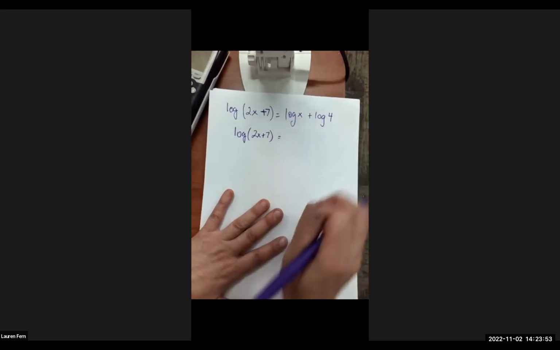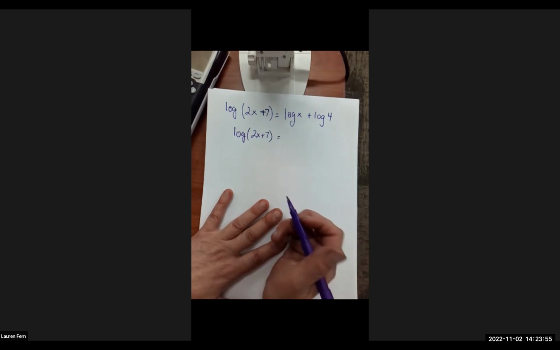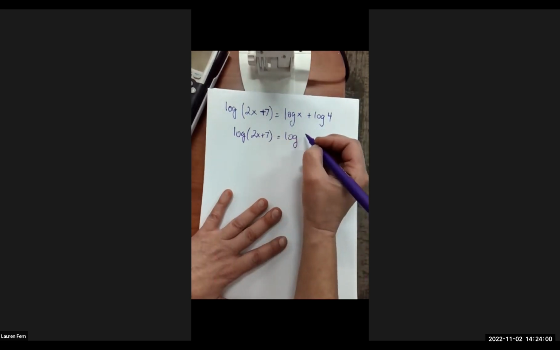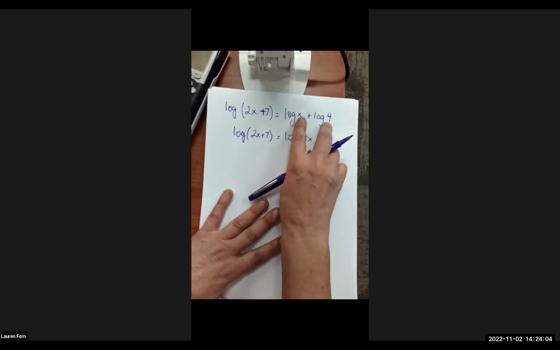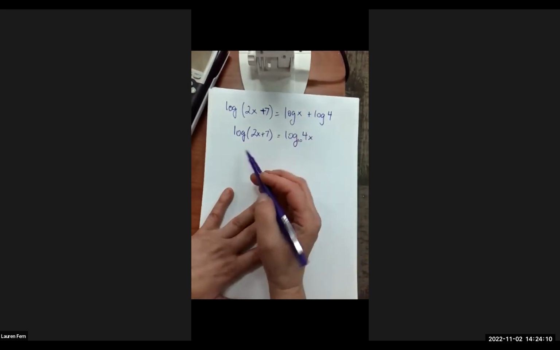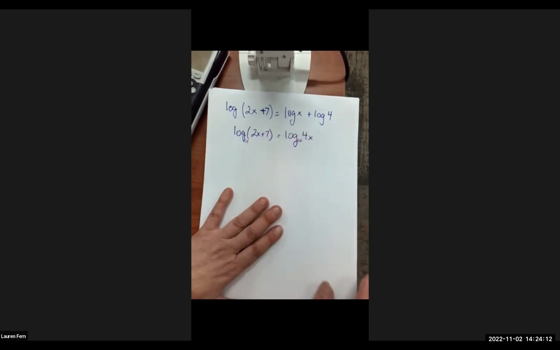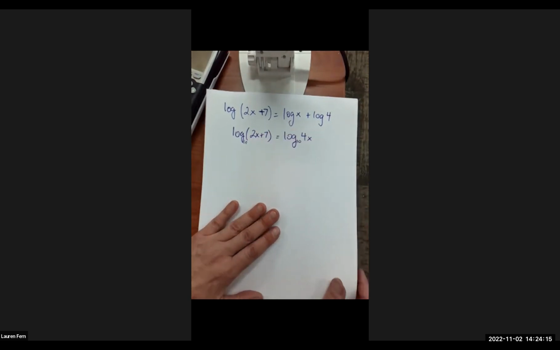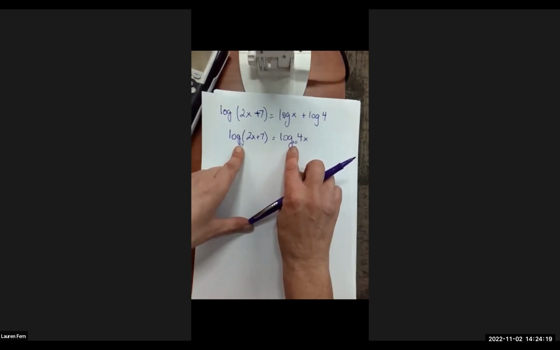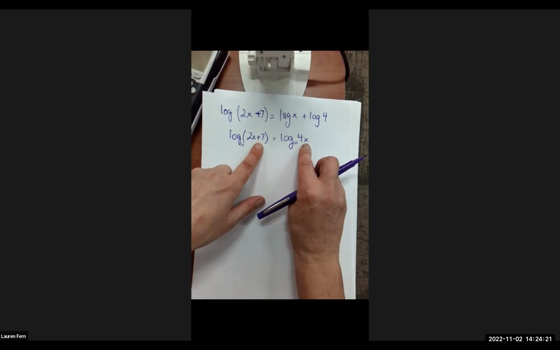Can I rewrite this as one log? How can I write that as one log? The log of what? 4x, right? When you're adding two logs, you multiply what you're taking the log of. Well, notice on both sides, I have log base 10. If you have the log equal to a log, isn't what you're taking the log of going to be the same?